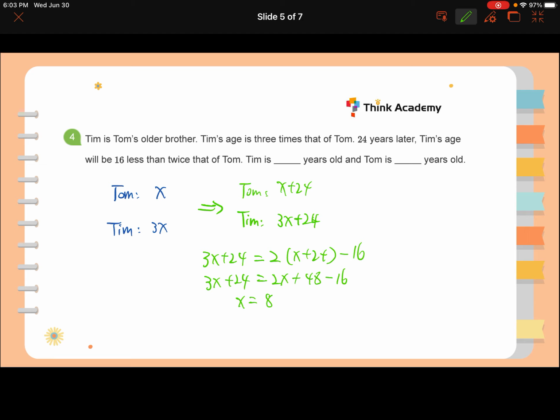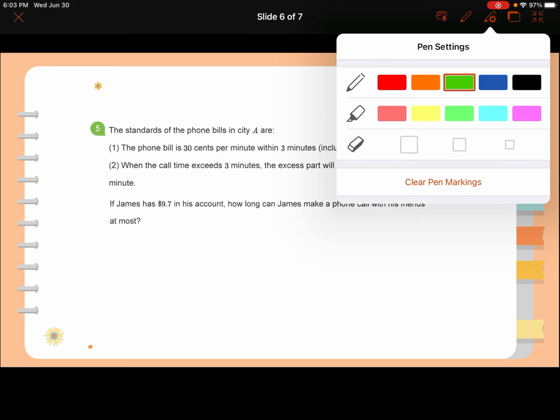So we know Tom's age is 8 years old. And Tim is 3 times that of Tom, so Tim's age is 24. And that's the answer to the question. Now let's look at the last one.